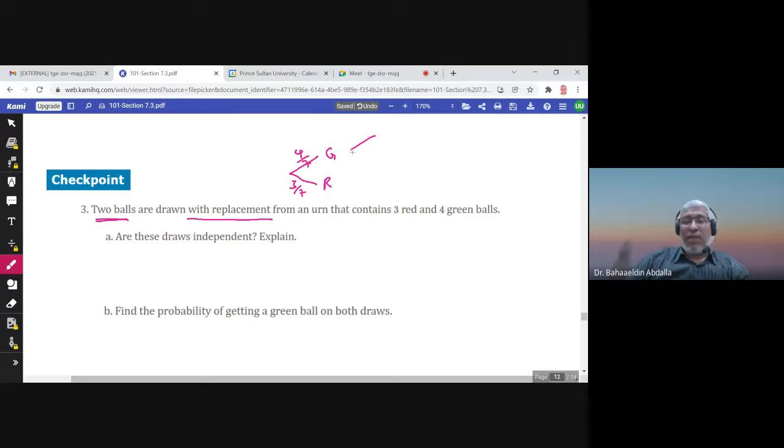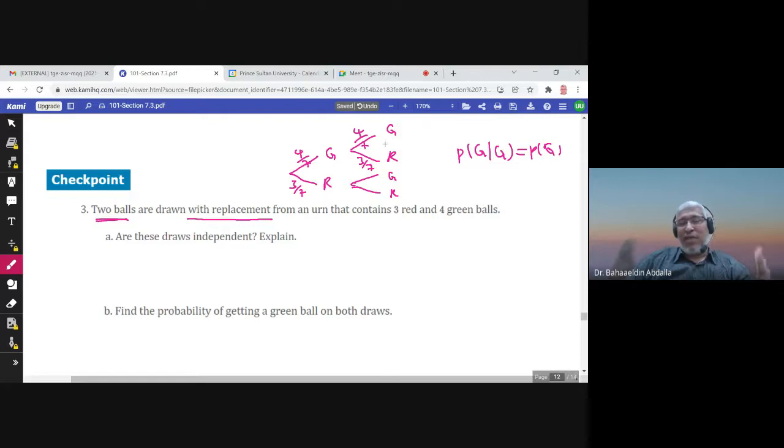Now, the experiment is with the replacement. So the second ball, what is the probability that it's green? It's still 4 over 7, and this is 3 over 7. So here you can see that the probability of green given green is equal to probability of green.